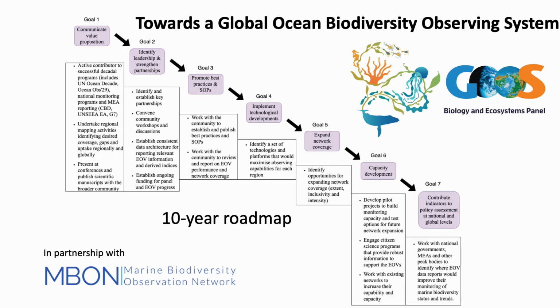With the Global Ocean Observing System, or GOOS, another program of IOC, and in partnership with MBON, we are working on a 10-year roadmap to build a global ocean biodiversity observing system that feeds the right information into the many assessments and policy frameworks, such as the post-2020 Global Biodiversity Framework, currently under negotiation at the CBD. This roadmap goes from developing the specifications and protocols to implementing new and innovative technologies and building capacity on the ground.